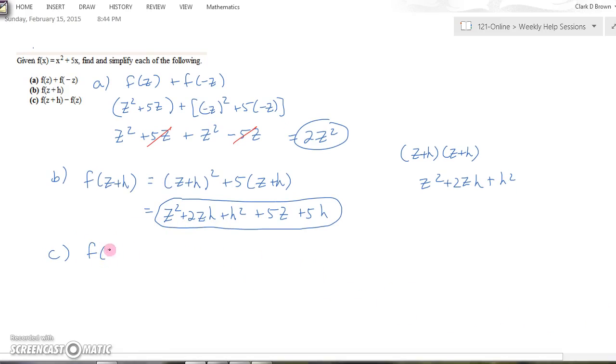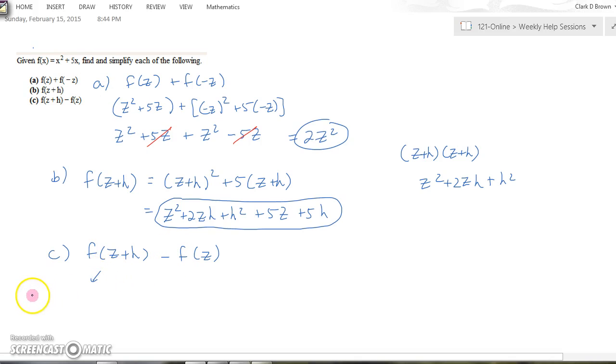All right, so let's do this last one here. f of z plus h minus f of z. That means tell me the output when I input z plus h. I actually just did this up here. And then it says tell me the output when the input is z. Well, if I plug in z, we sort of did this. This is this part. That's just z squared plus 5z, right? It's just plugging z into the function. And then it says to subtract them.